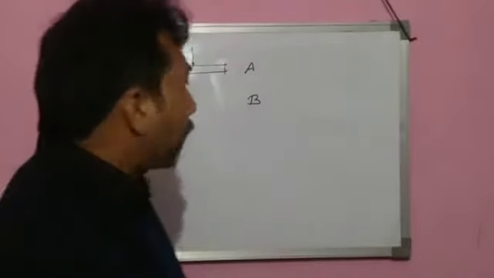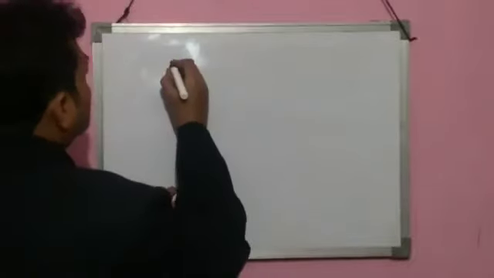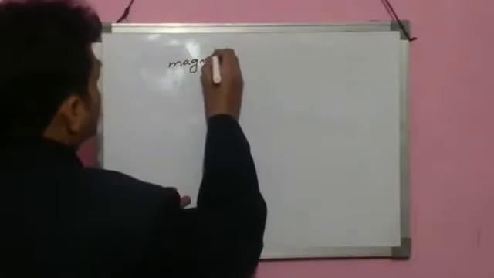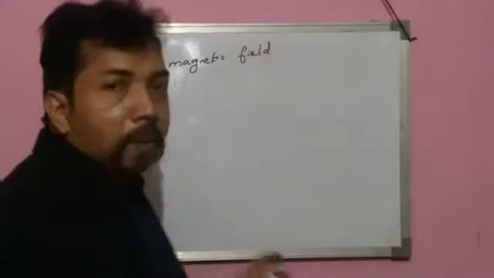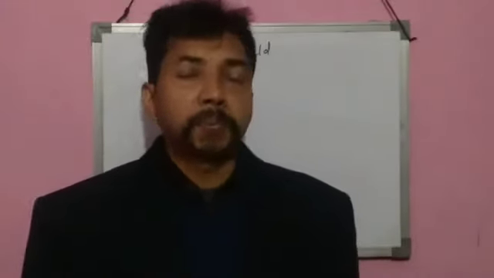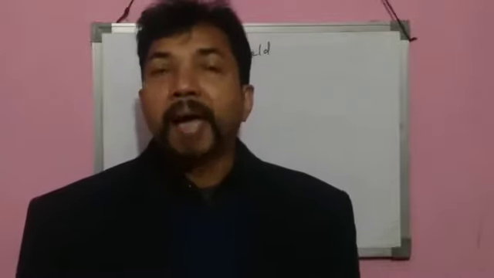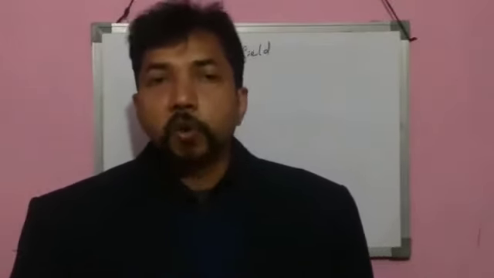Now the next topic is the magnetic field. What is meant by magnetic field? There is a space around a magnet where the effect of that magnet is felt. That is called its magnetic field. The space around a magnet where the effect of that magnet is felt is called its magnetic field.